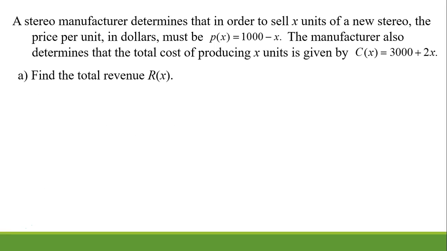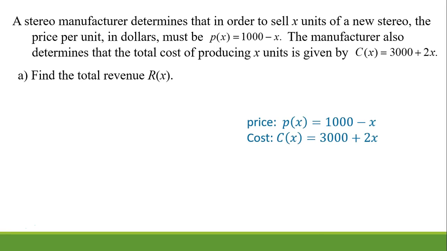So let's start with find the total revenue. Now we've been given these two pieces of information. We have a price function and we have a cost function. Revenue is how much money we can earn if we take the quantity times the price. In other words, how many did we sell times the amount that we sold them for. That's exactly what we did in the mug problem, where we had to write a function for the amount of income that we would get from selling mugs.